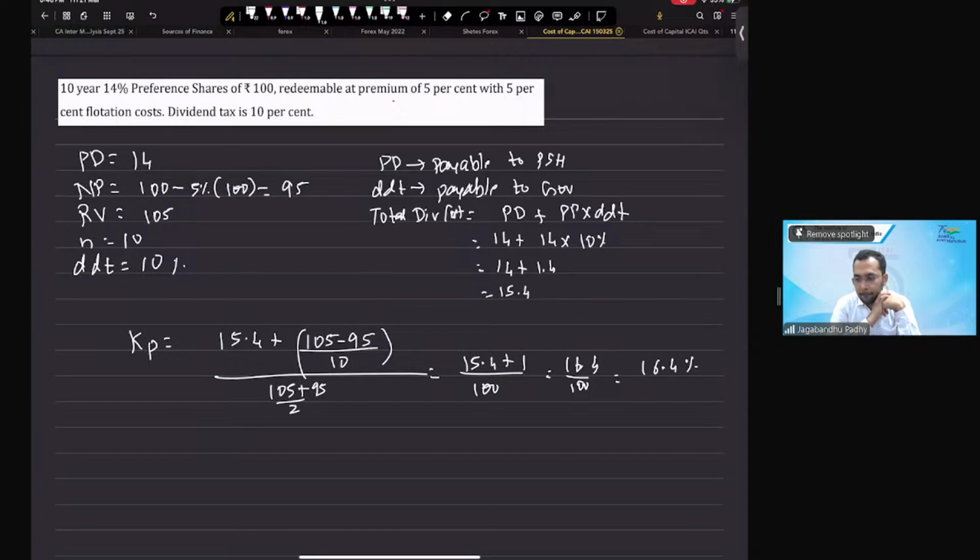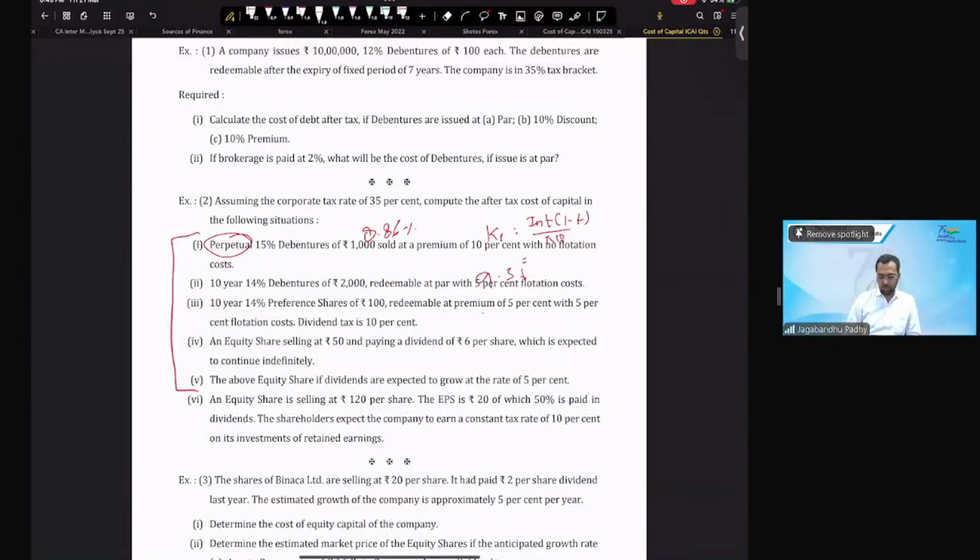Are we good, everyone? Flotation cost is deducted from issue price. Yes. Flotation cost is basically your expenses that you incur to pay to raise capital from the market. Okay. Is it clear? Yes. Okay. Then try out the next question. Third, fourth, fifth, and sixth question.